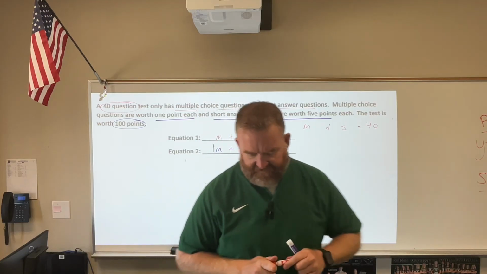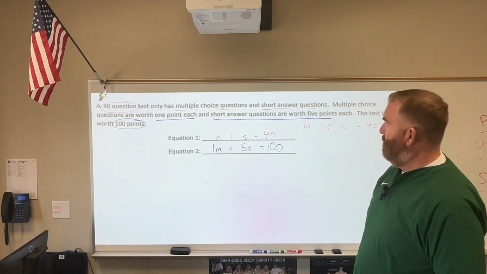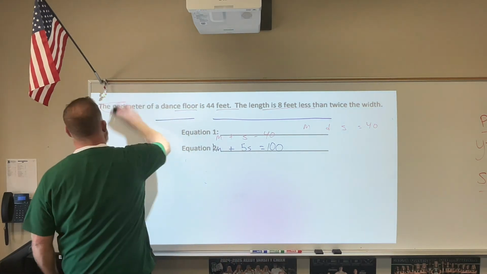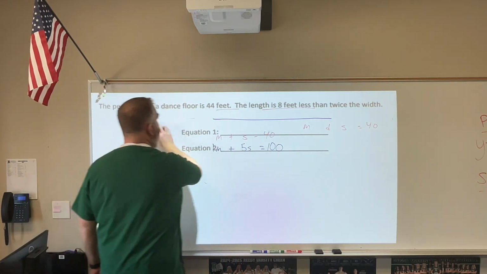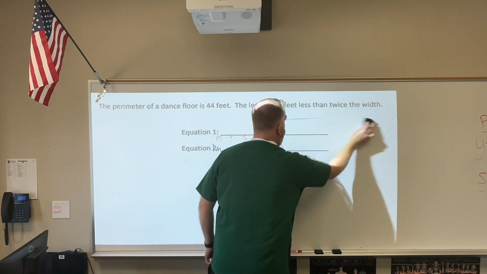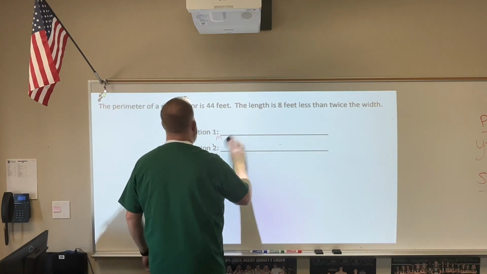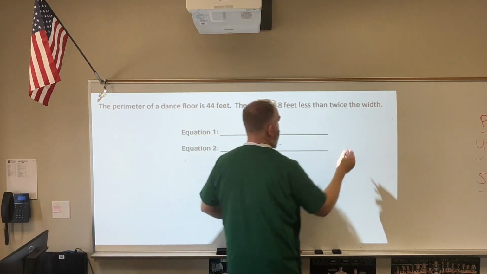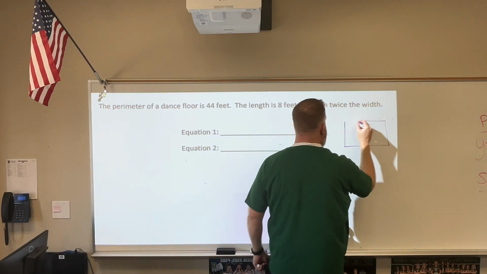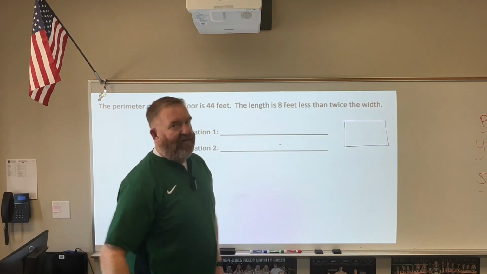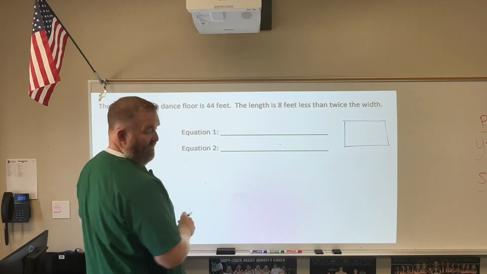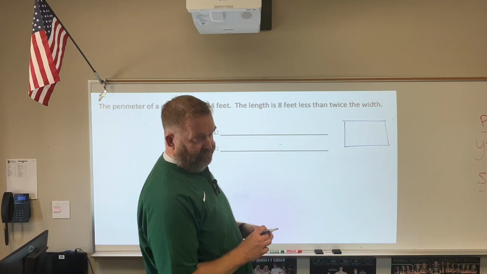Let's do another one, just for the heck of it. All right, here we go. The perimeter of a dance floor is 44 feet. This one's a little harder, by the way. I think this one's actually a harder question. Now, we're going to say the dance floor is a rectangle. Everybody with me? The perimeter of the rectangle, or the perimeter of the dance floor, is 44 feet.